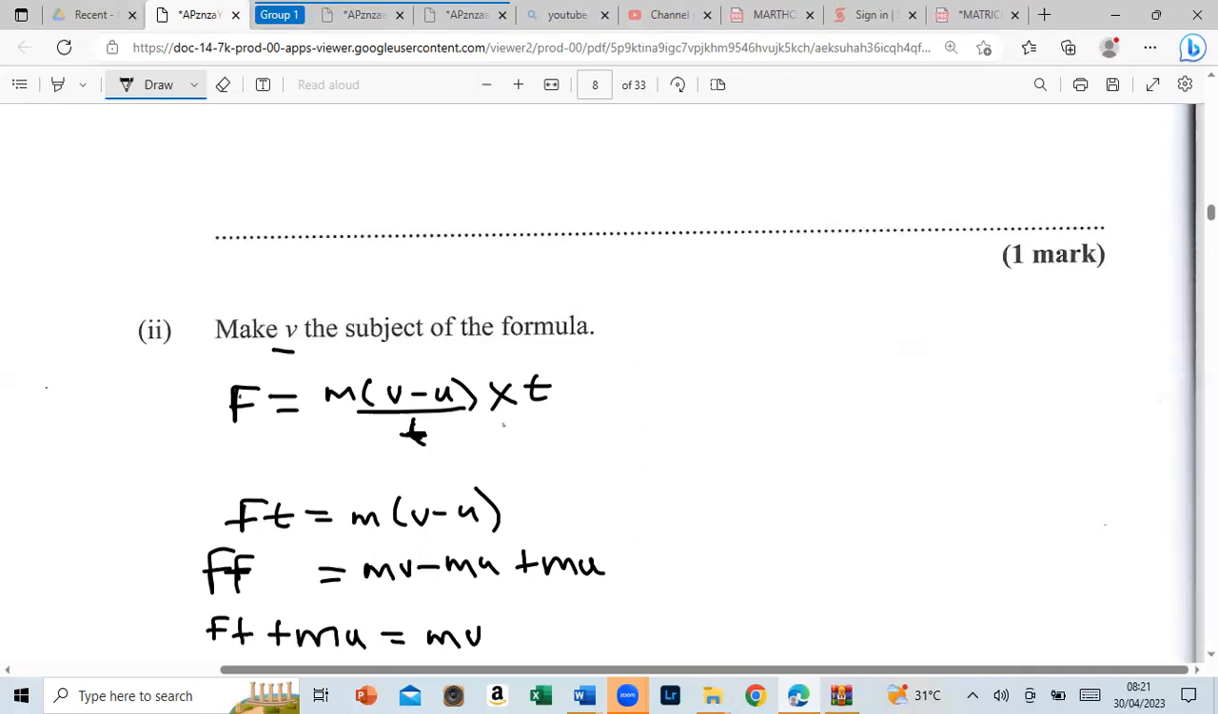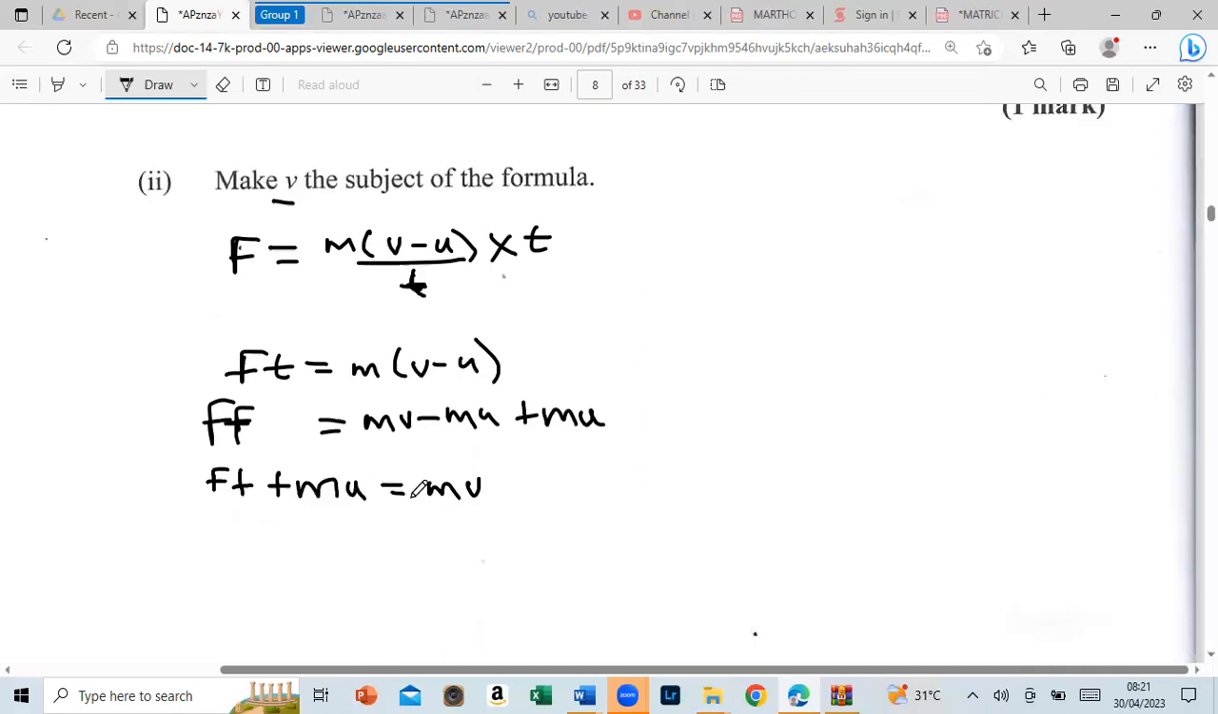All right. So now to get V by itself, this is times by M, so I just divide by M. Now, to make it complicated, for the final answer I'm going to try a different F, make it look stylish. FT plus MU over M. What did you guys get? And that is how to make V the subject of the formula.